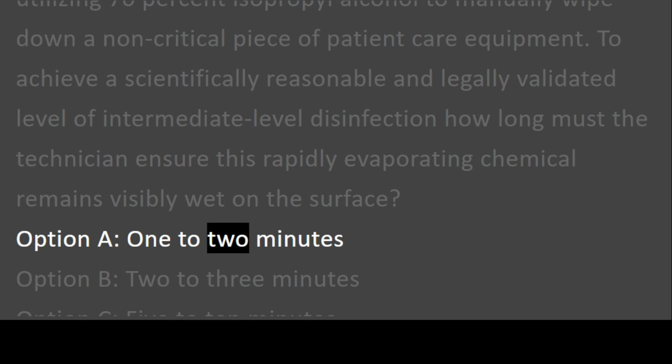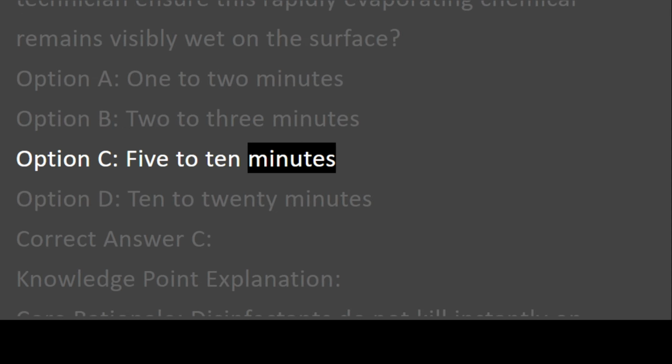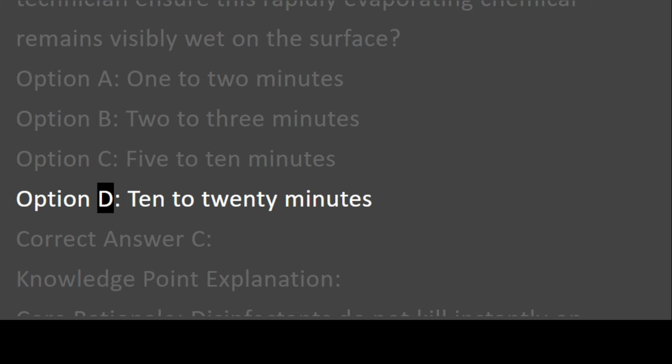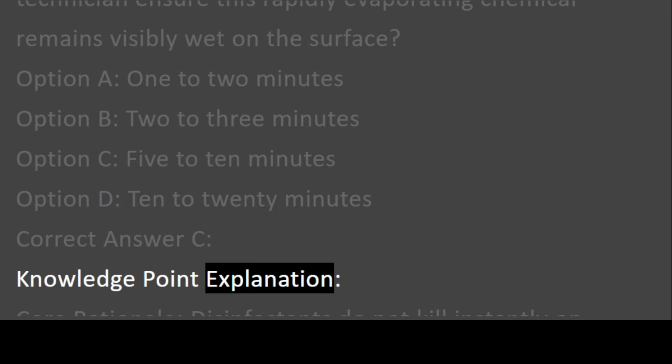Option A, 1 to 2 minutes. Option B, 2 to 3 minutes. Option C, 5 to 10 minutes. Option D, 10 to 20 minutes. Correct answer C. Knowledge point explanation.